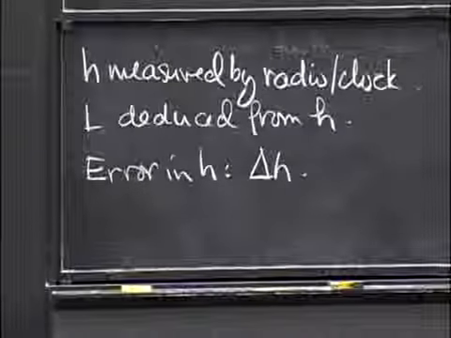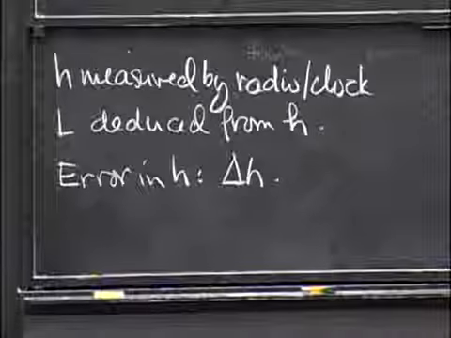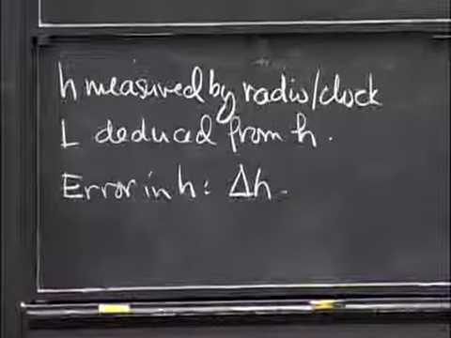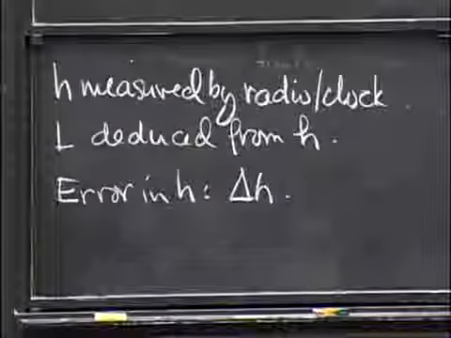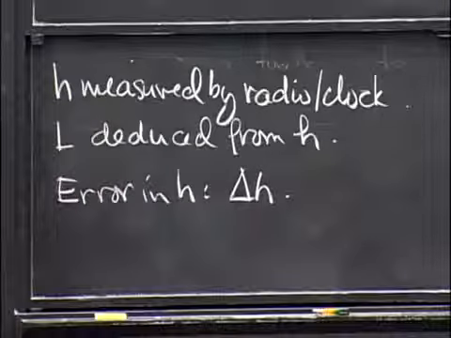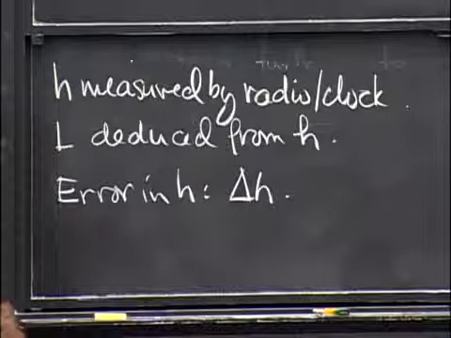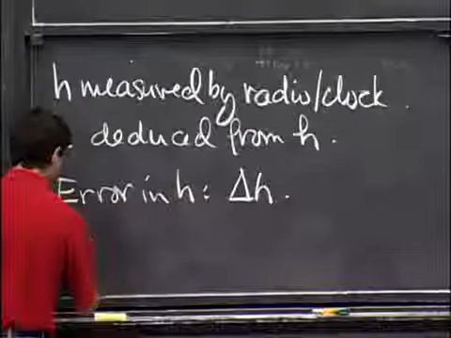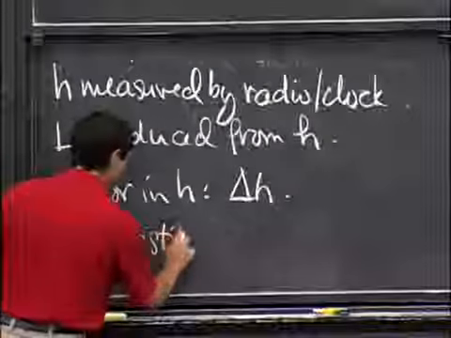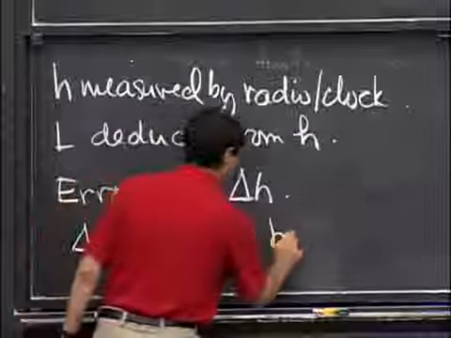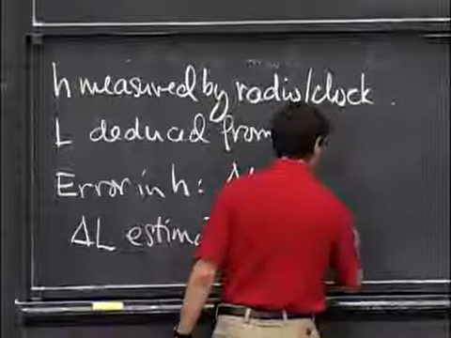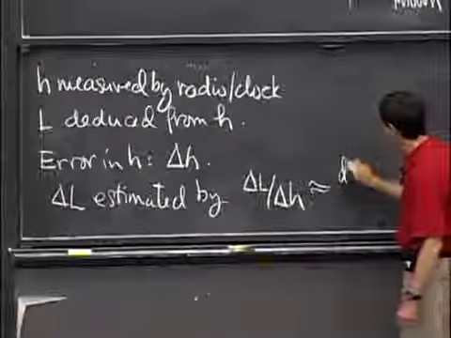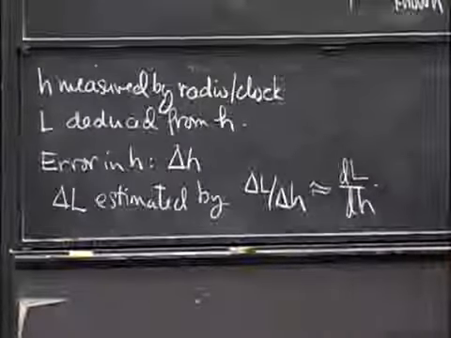There's some degree of uncertainty. The main uncertainty in GPS is from the ionosphere, but there are lots of corrections that are made of all kinds. And also, if you're inside a building, it's a problem to measure it. But it's an extremely important issue, as I'll explain in a second. So the idea is that delta L is estimated by considering this ratio, delta L over delta h, which is going to be approximately the same as the derivative of L with respect to h.